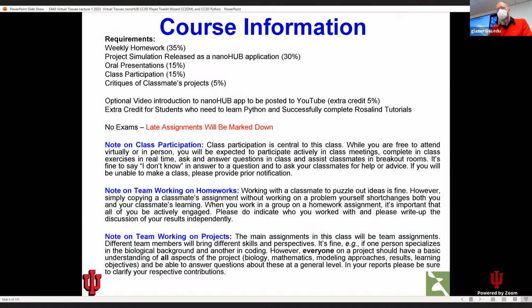The project simulations are going to be released on nanoHUB. People who've done this before know that that's a non-trivial thing to do. The good news about a nanoHUB release is that it counts as a publication on your CV. It's something you can point to employers or to further study. We've had people over the years who've put it on their CV and gotten jobs at places like Google or Facebook based on their class project. So it's worth doing a good job, but it is work.